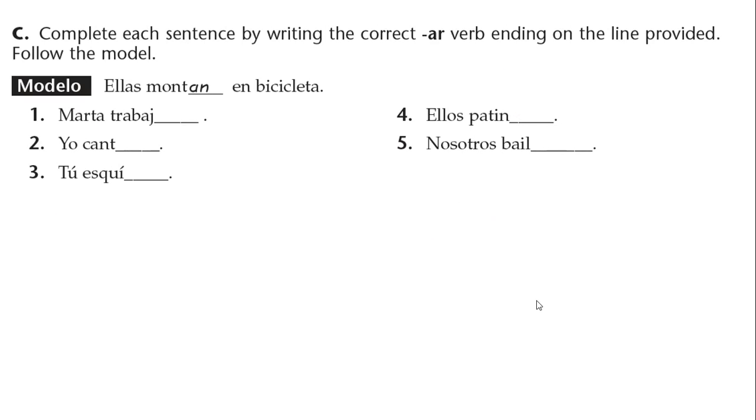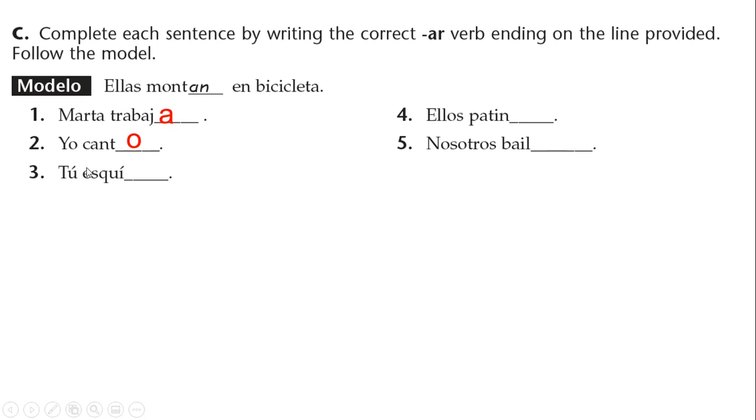Okay, the next section, they've already removed the AR, and we need to fill in the subject ending: O, AS, A, AMOS, AN. So we have Marta. Marta is a girl's name. So instead of saying Marta works, we could say she works. So that would be the red box. So we're going to fill in A. Marta trabaja. Yo, and then this was cantar. I sing. Yo is in the blue box. And that's going to be the O ending, so yo canto.